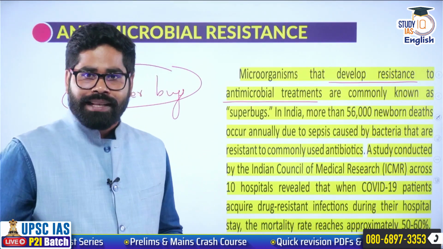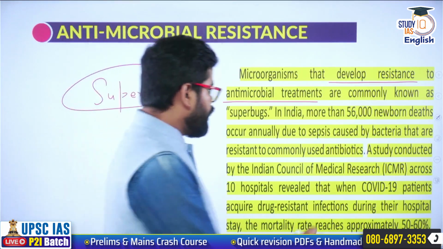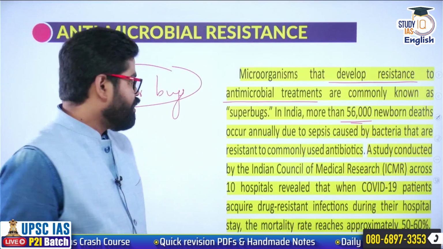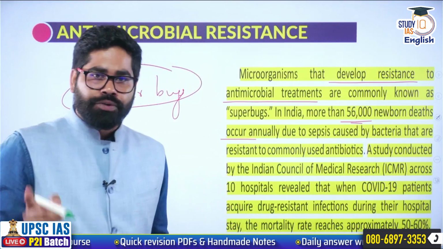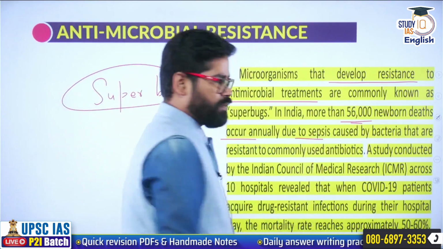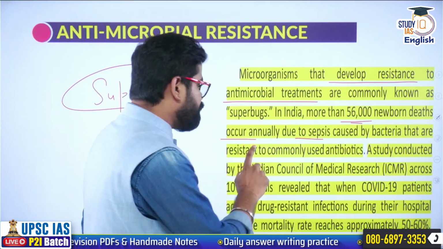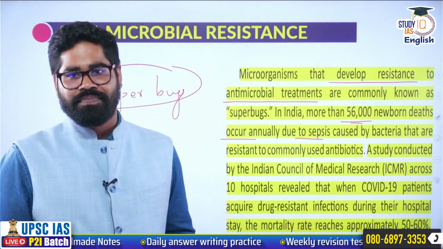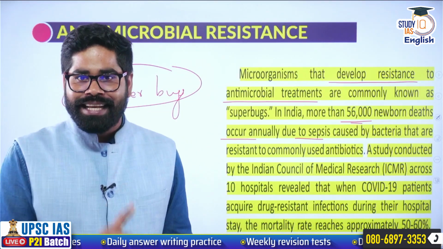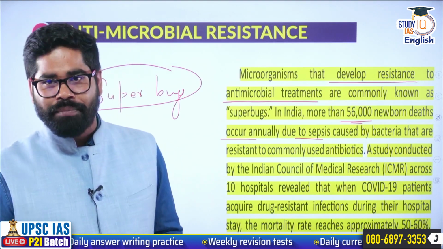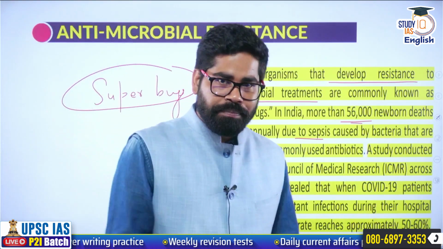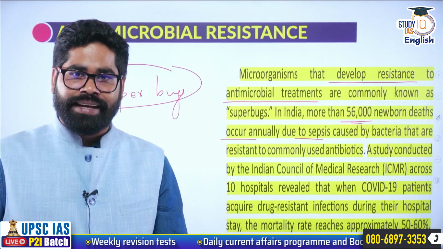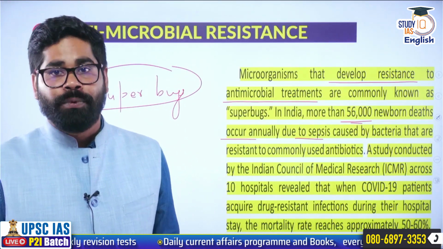Okay. And see here, there is one fact also. In India, around 56,000 newborn deaths occur annually due to a problem called sepsis. Now, this sepsis is caused by bacteria which are resistant to antibiotics. Okay, the bacteria have become resistant towards the antibiotics. They cause the problem of sepsis, and around 56,000 newborn children die in India annually due to this.